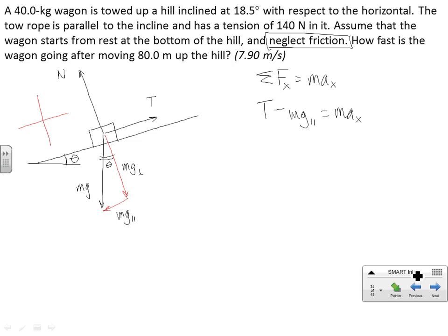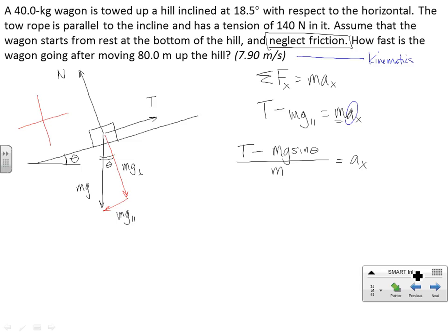Now is probably a good time to see what the question actually wants us to find. How fast is the wagon moving after going 80 meters up the hill? This is a kinematics question, and the connection between this, a dynamics problem, and that, a kinematics problem, is acceleration. So we have to find acceleration in this problem. That's step 1. This I'll turn into T minus mg parallel, and mg parallel is mg sine theta, divided by the mass. That's our acceleration.